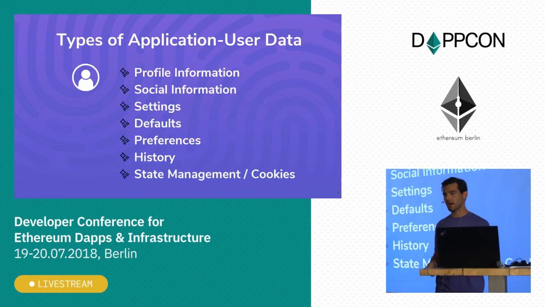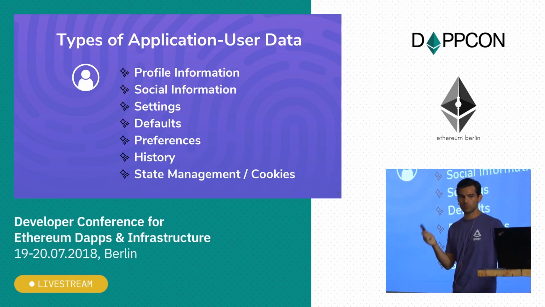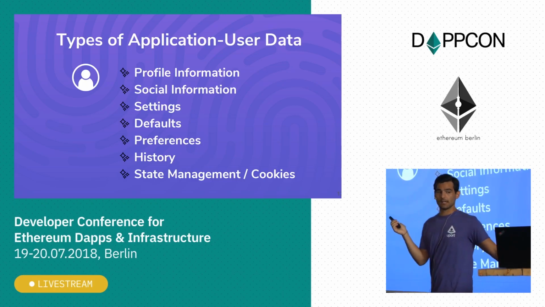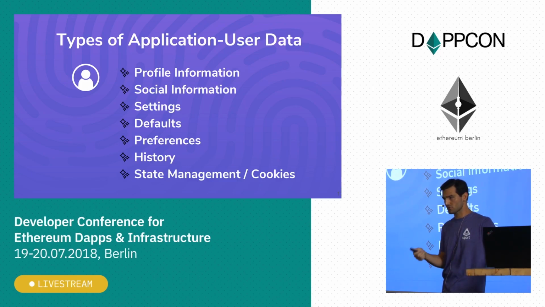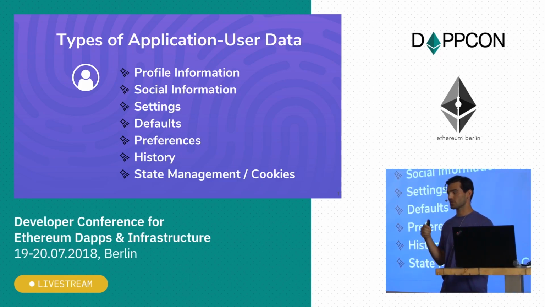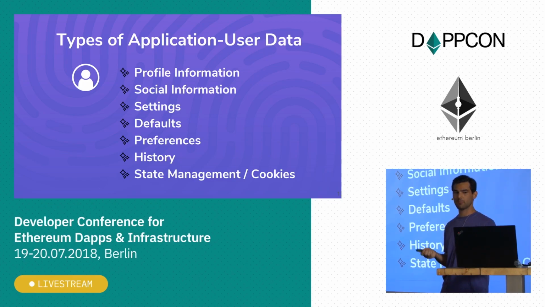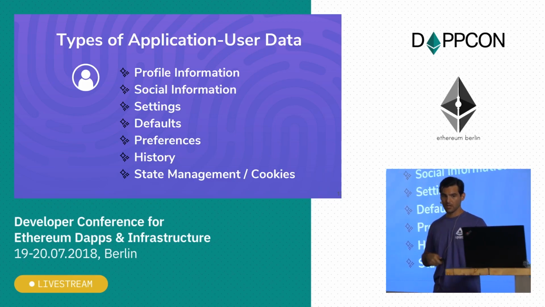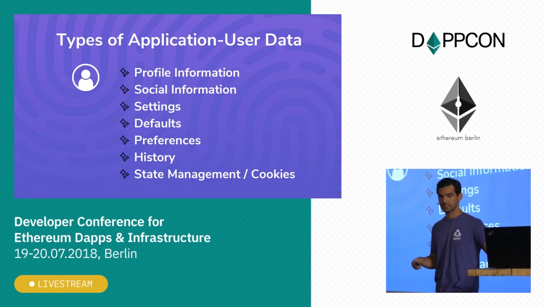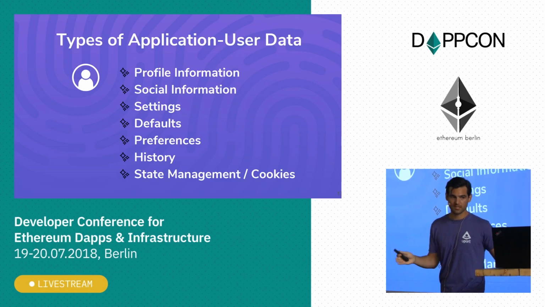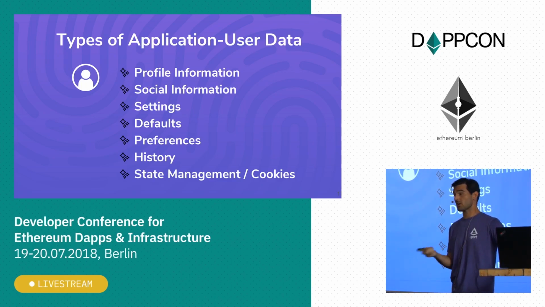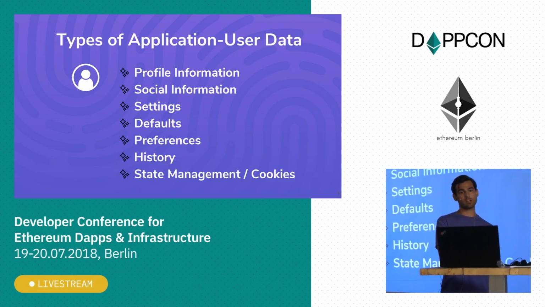Either way, there's a lot of application user data that's generated as you use dApps. So profile information, where you go to a dApp and instead of seeing 0x1234, you can give it a name. Social information like your contacts, the names you apply to them, the avatars you apply to them, your social graph, your history of interactions with those other people on the network and platform, your settings, like the default token currency that you want to see in the dApp, your language settings, etc. Defaults, preferences, so things you liked and disliked, the history of your interaction on that platform in general, and state management and cookies. All of these things we need to take a dramatic improvement on in order to start competing in the way that we need to for Web3.